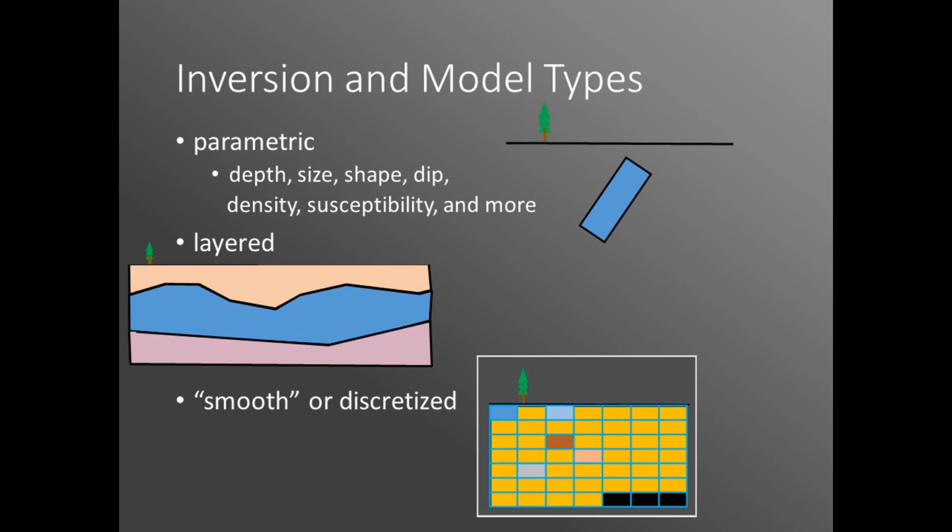So it's kind of like the simplest type of modeling. It's really common for gravity and magnetic data. People do this all the time. You can do it by hand, or you can run a program, and you can get some pretty informative results from it. Then there's another type of model called a layered Earth model.